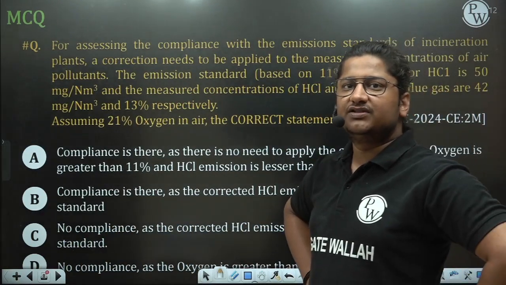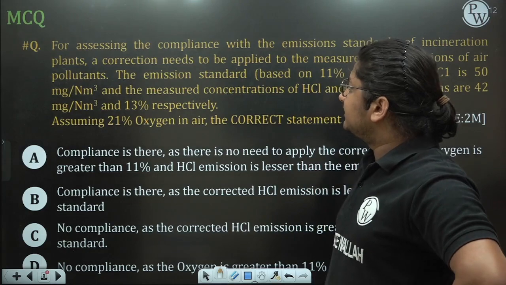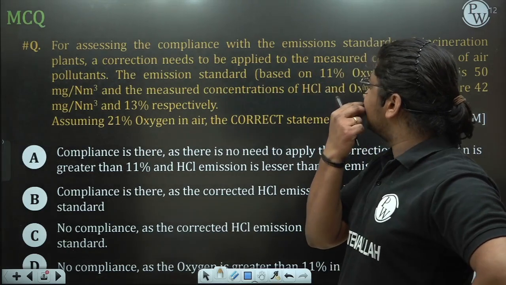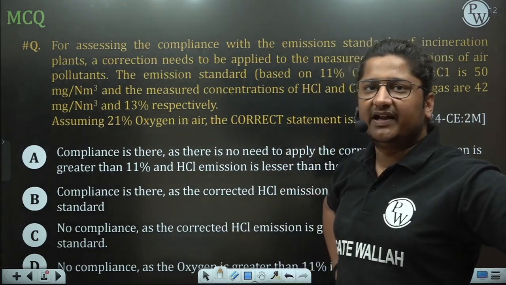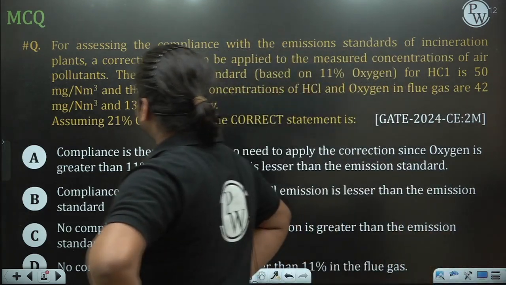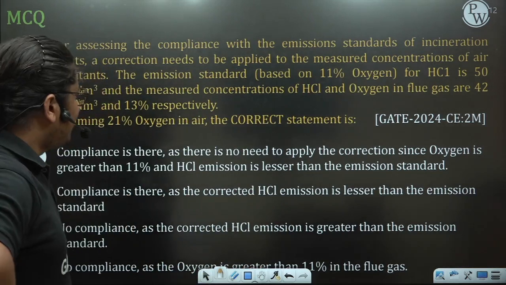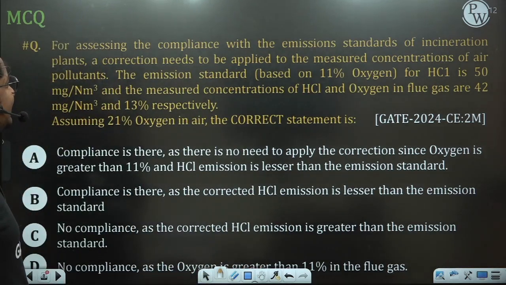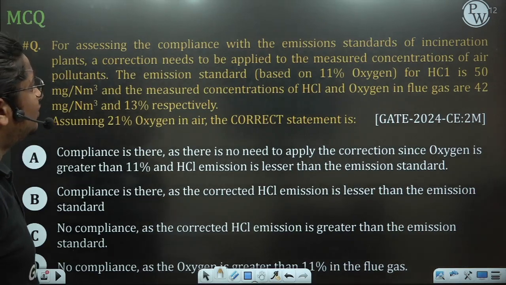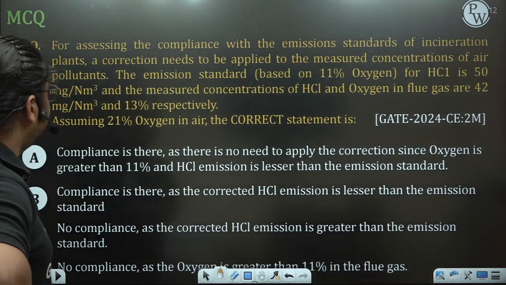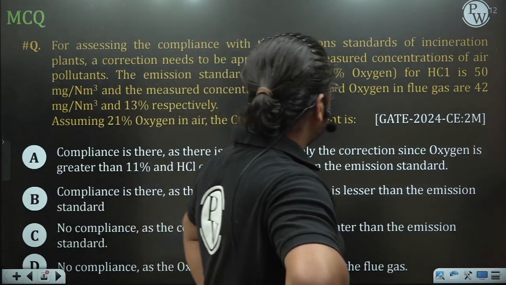In the master course, you will see this part, because to solve this question you need the CPCB manual guide, and that is something which we need. Okay, no problem. We'll solve this question for you. So for assessing the compliance with the emission standard of an incineration plant, a correction needs to be applied to the measured concentration of air pollutant. The emission standard is based on 11% oxygen.